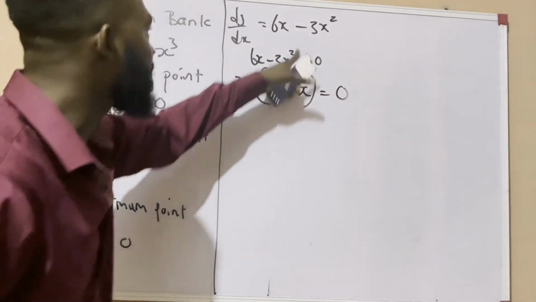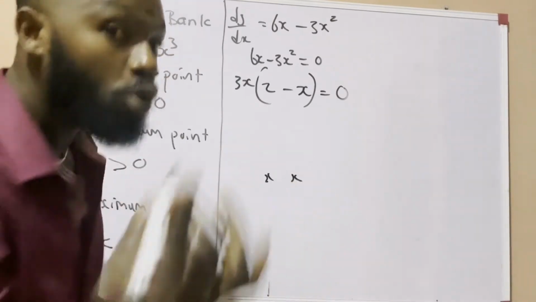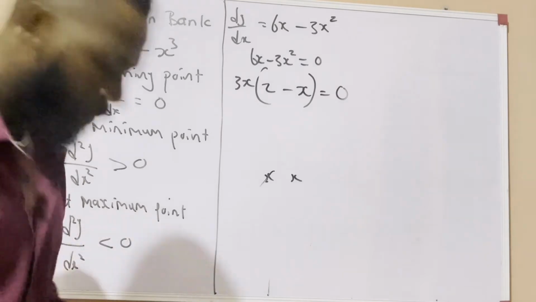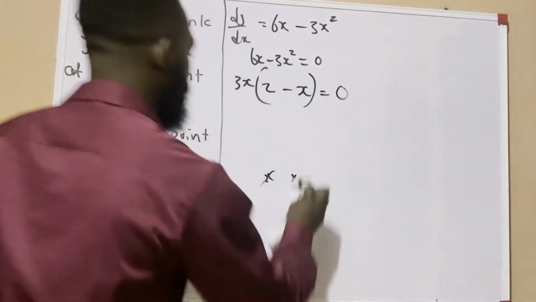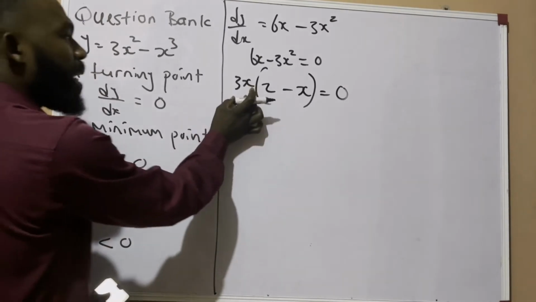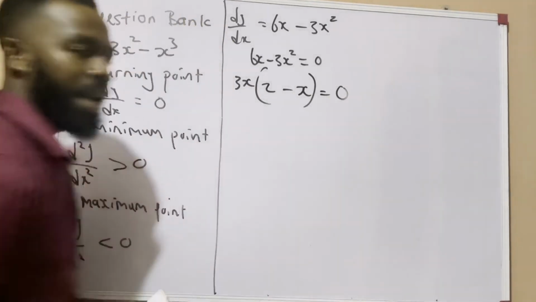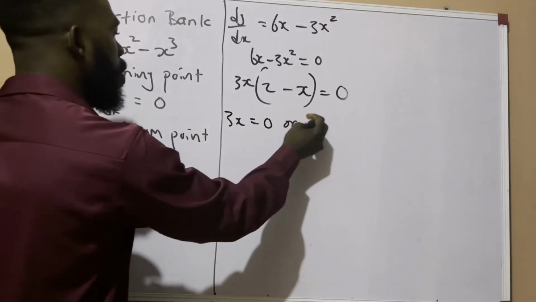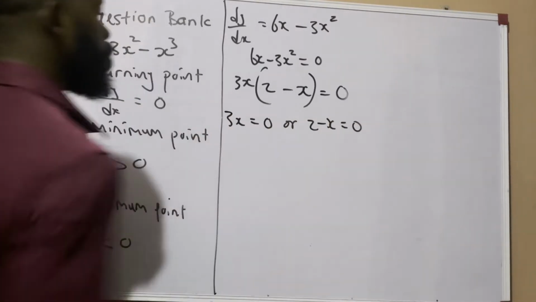How did I get x? X squared means x in 2 places. So if this x cancels this x, it will be left with this x. So without wasting time, let us proceed. Now, what do we do next? The one outside the bracket is equal to 0, and the one inside the bracket is equal to 0. So here becomes 3x is equal to 0, or 2 minus x is equal to 0.